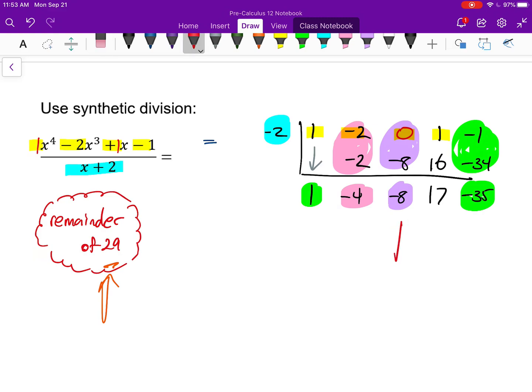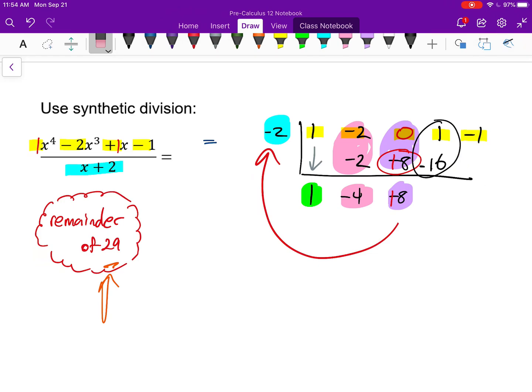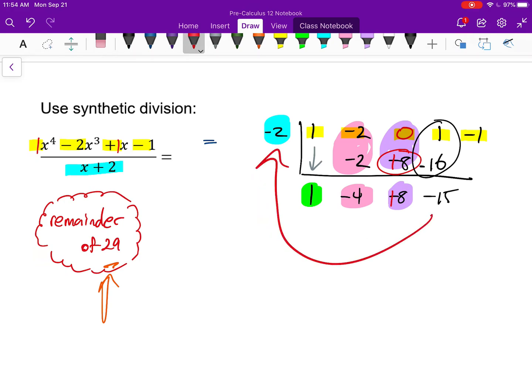Right here. That right there, it should be positive 8 because it was negative 2 times negative 4. So positive 8. So it should become a positive. And then I go negative 2 times 8 is negative 16. And 1 plus negative 16 is negative 15. So I'll erase all these right here. And then multiply negative 15 times negative 2, which is positive 30. And then what do you know? Negative 1 plus positive 30 is 29. There we go.